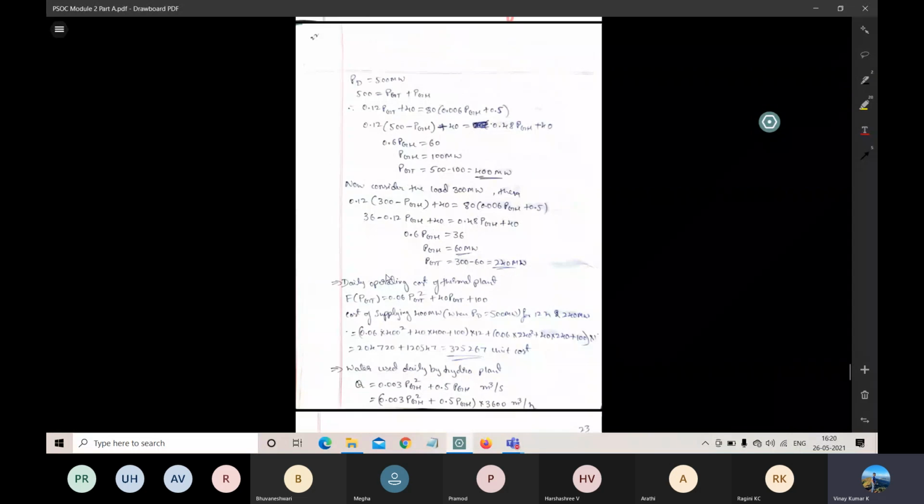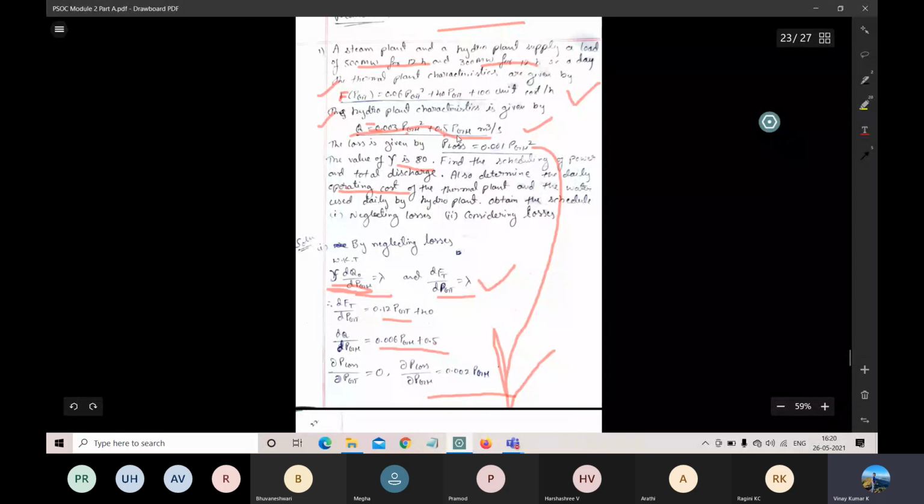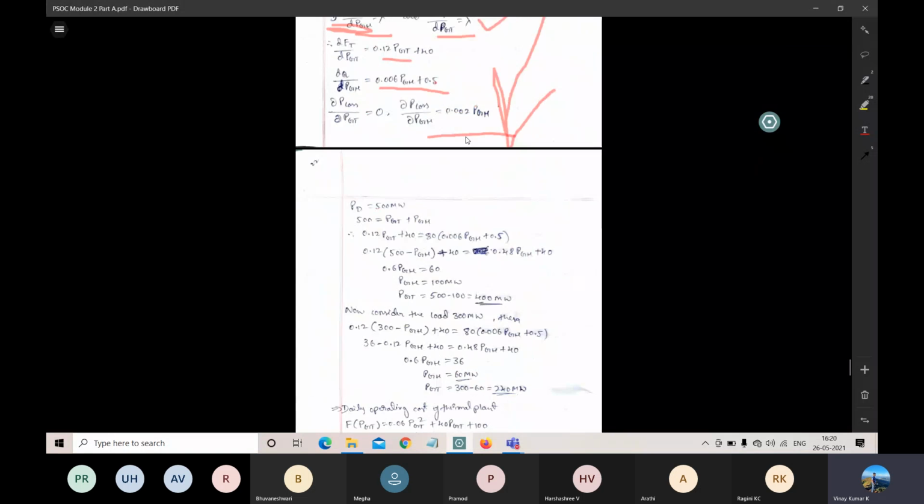And the same thing, next thing is we have to calculate the amount of water that is flown out. How much amount of water is required. So for that you have to consider the second equation. That is this equation. Q is equals to 0.003 PGH square plus 0.5 PGH. Now resubstitute PGH value here. Similarly PGT, substitute PGH here.